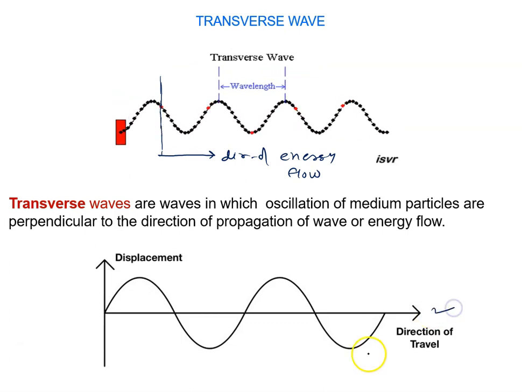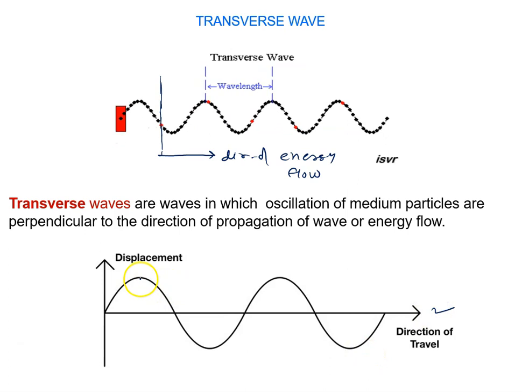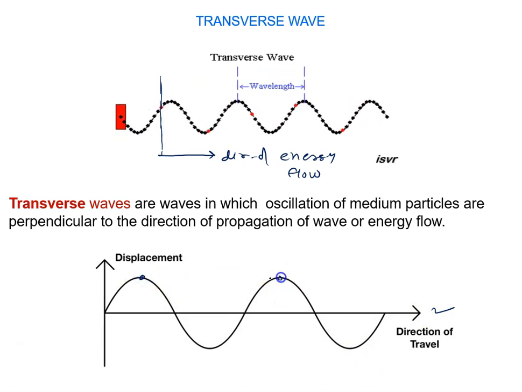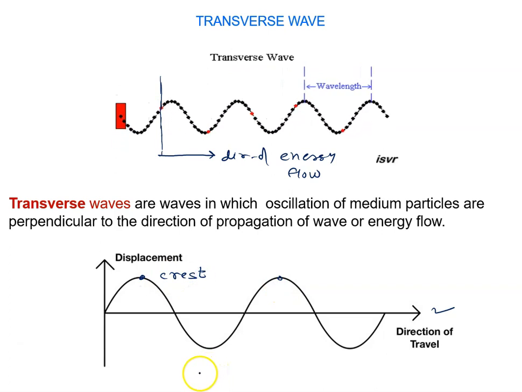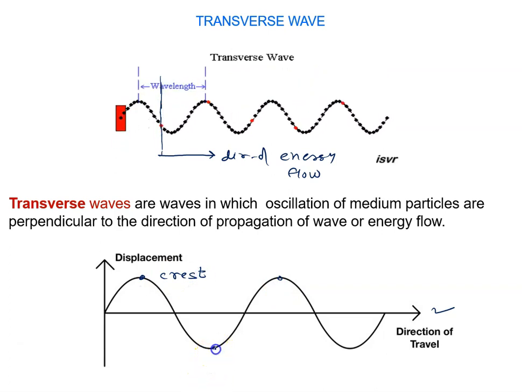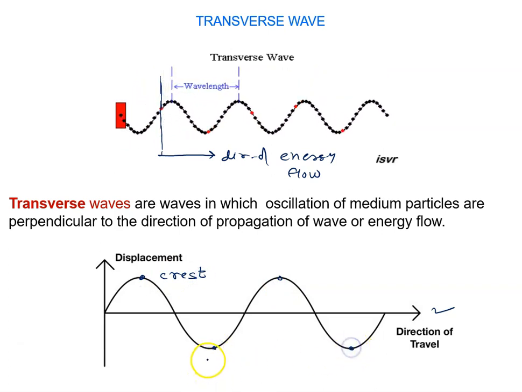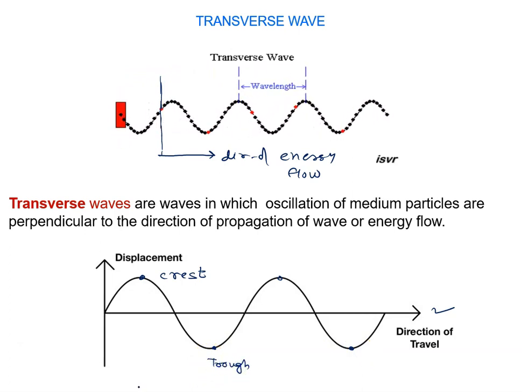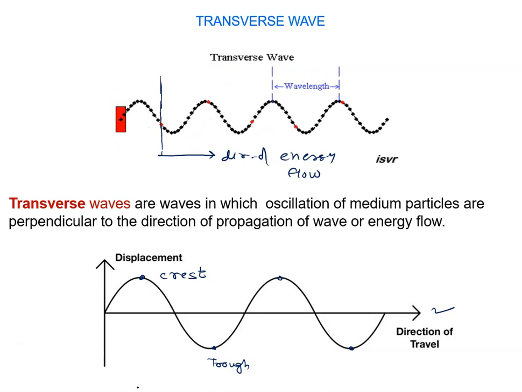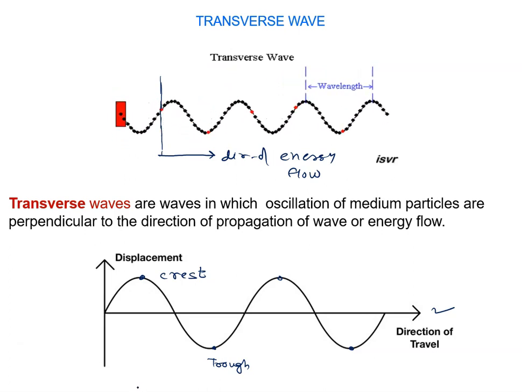This is the graph of the transverse wave. This is the maximum upward displacement. It is known as the crest. This is known as the maximum downward displacement. It is known as a trough. So we can say a transverse wave is composed of the crest and trough.